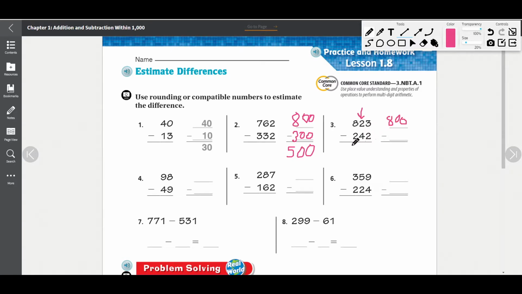And then we have 242. Thinking about the rounding rules, if the number ends with 0, 1, 2, 3, 4, we have to round down. 242 must be rounded down to 200. That will be the compatible number.